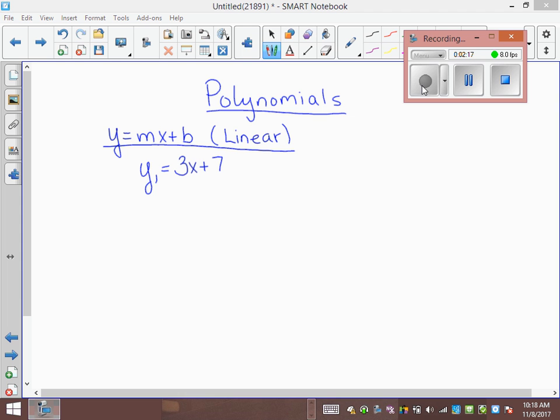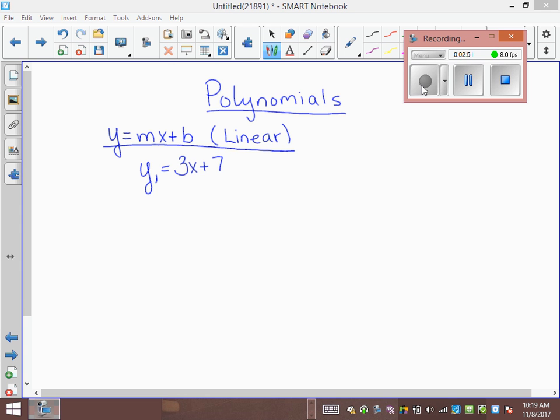Now, what you can also do after this, please, is press zoom. Zoom is in the top middle. Zoom, then 6. Zoom 6 is your standard window. It'll reset your calculator to -10, 10, -10, 10 without you having to type it in. So go zoom 6. Now we have a graph, right? It's linear. It's a line.